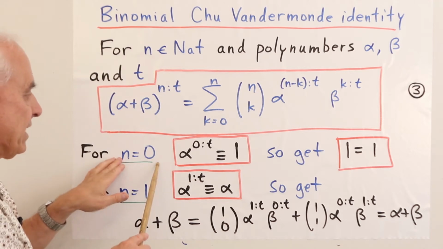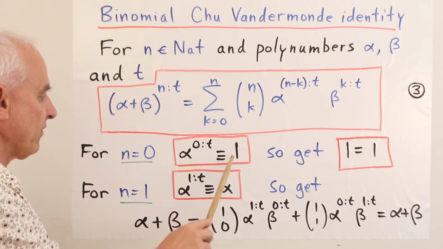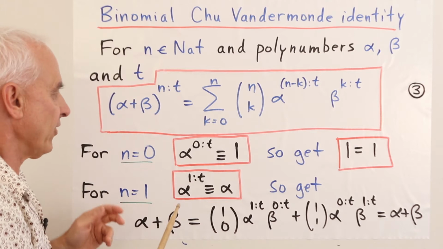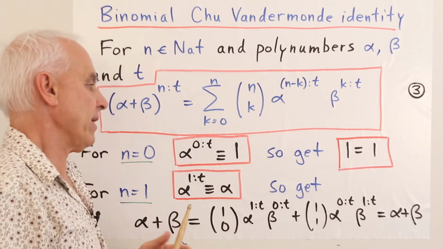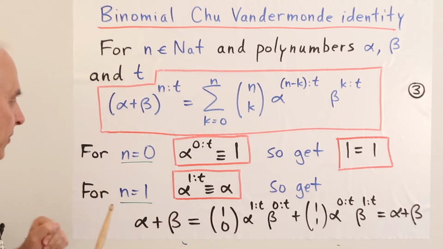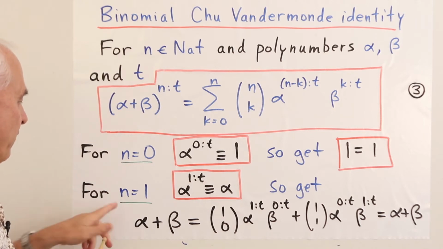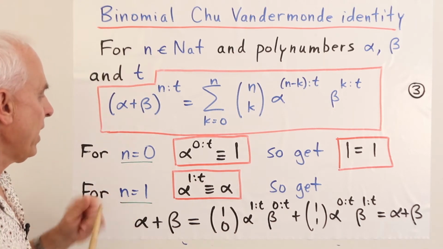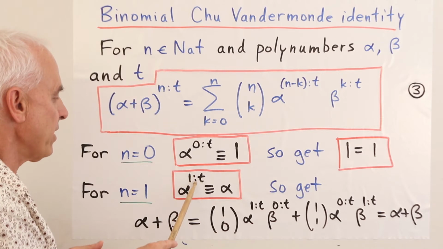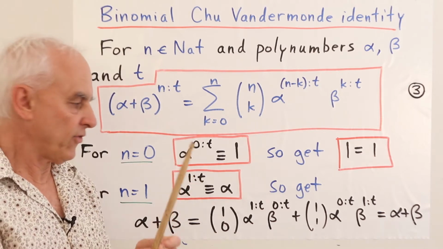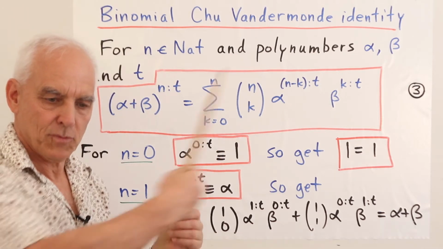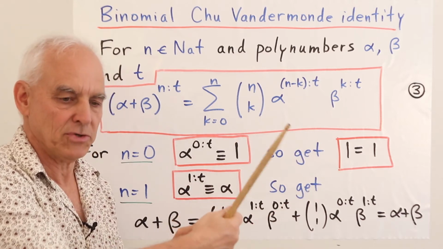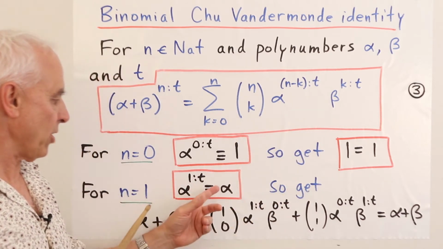So when n is 0, well, we've agreed that this kind of thing is always 1. So the left-hand side is going to be 1, and the right-hand side is going to be 1. So we get 1 equals 1. So fine, it's not that interesting. For n equals 1, okay, then alpha to the 1 colon t, what's that? Well, it's just alpha, because it's only in the second term that you introduce the alpha plus t. So there's only one term, you're always getting alpha.